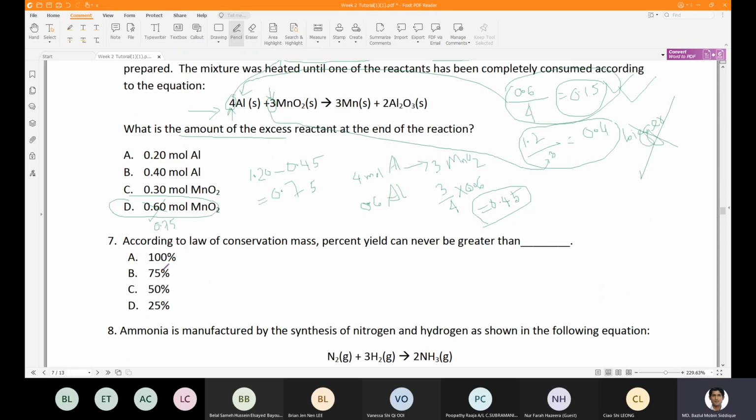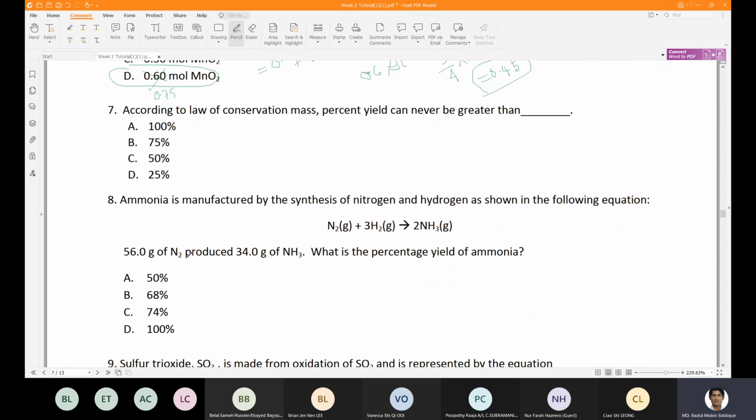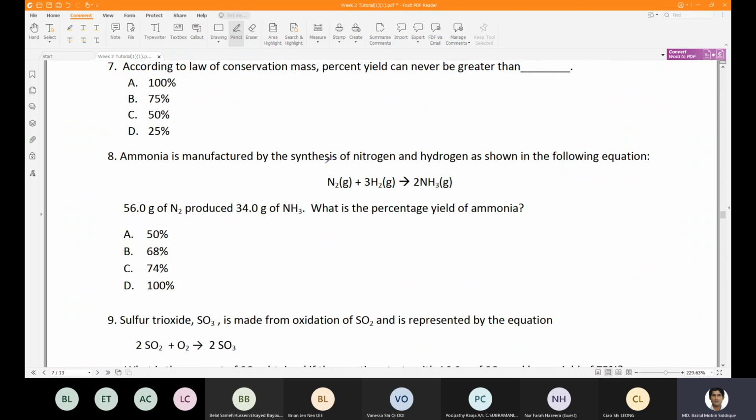Question number 7 says that according to the law of conservation of mass, percent yield can never be greater than 100%. Of course, it cannot be greater than 100%. If you do not put in 100%, how can you get more than 100%, right? Ammonia is manufactured by the synthesis of nitrogen and hydrogen as shown in the following equation. Again, when I look at the equation, it's a 1:3 reaction, and 1 mole of nitrogen produces 2 moles of ammonia, or 3 moles of hydrogen produce 2 moles of ammonia. You can describe it both ways, it doesn't matter.